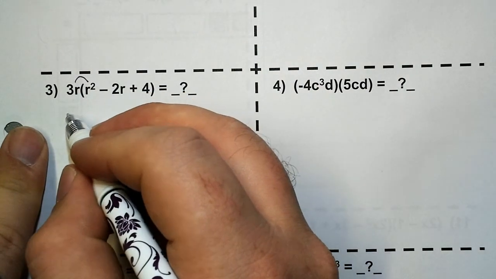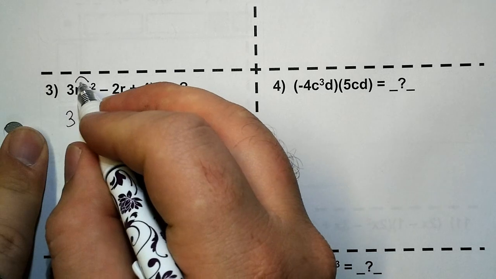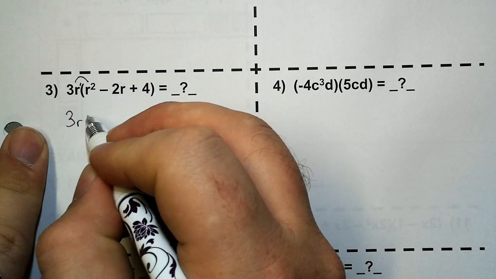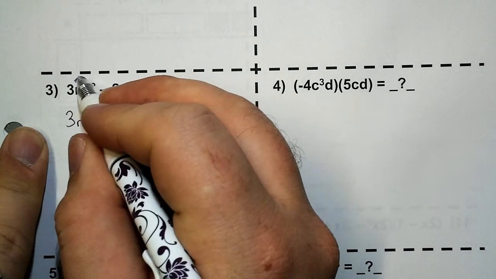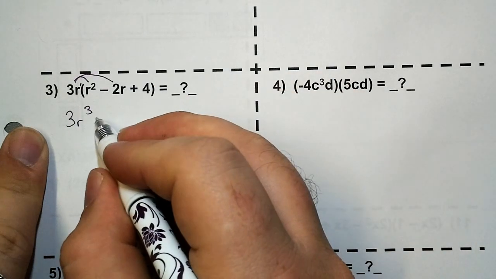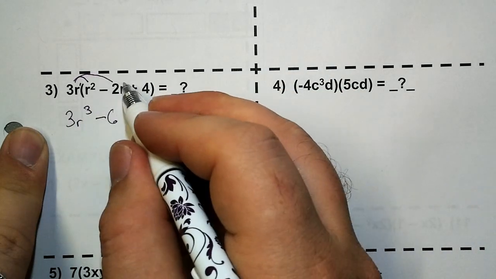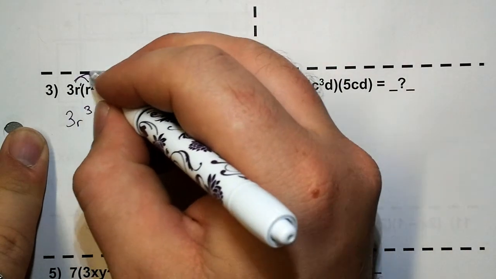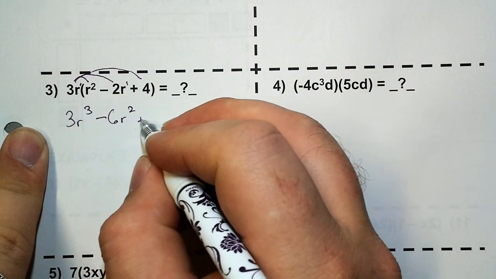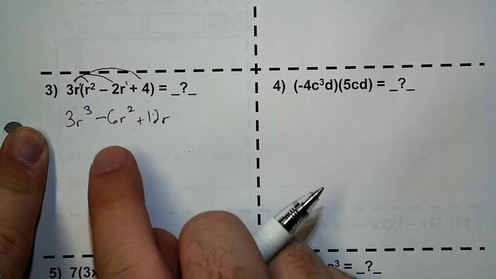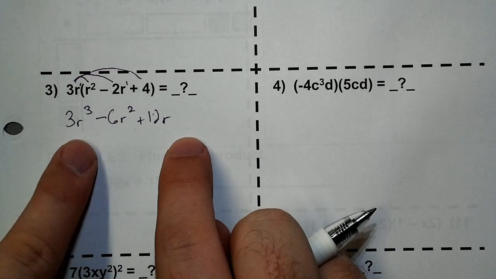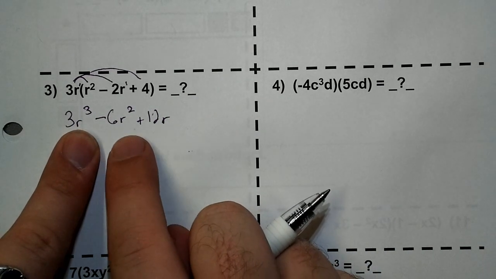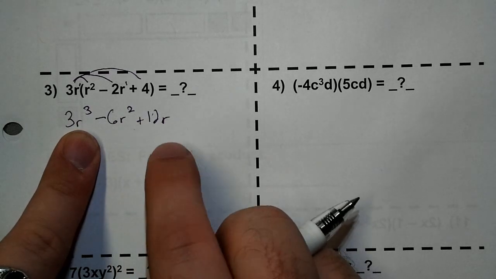3r times r squared, still 3, and there's one r there, 2 there, so it's r to the third. 3r times negative 2r, that's negative 6, there's one r here, so that's r to the second. And 3r times 4 is just going to be 12r. Double check, make sure we don't have any like terms. R to the third is not the same as r squared, and that's not the same as r. So that's our final answer.